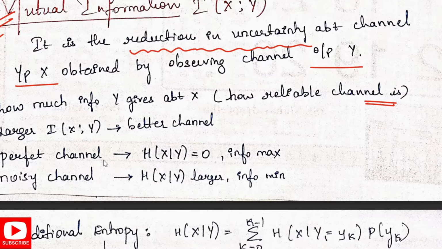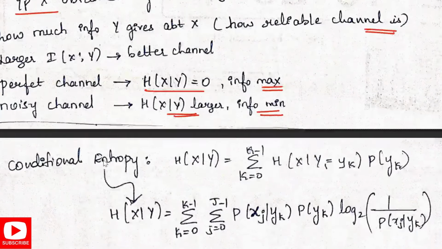So for a perfect channel, H of x given y should be equal to 0. Then the information transmitted will be maximum. If it is a noisy channel, then H of x given y will be larger and hence the information will be minimum.